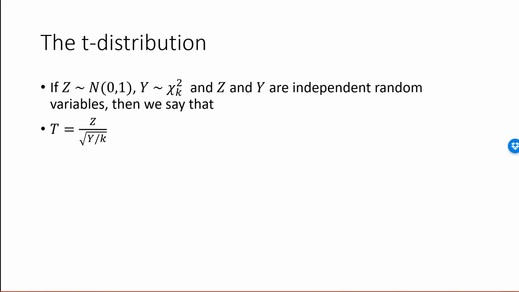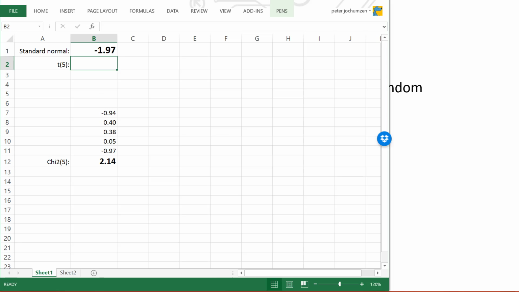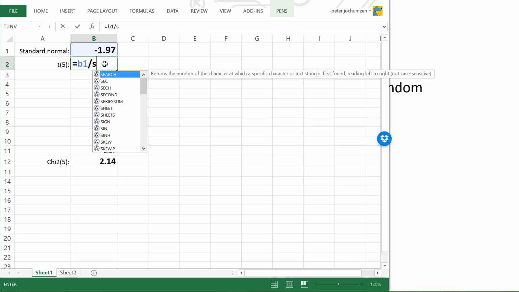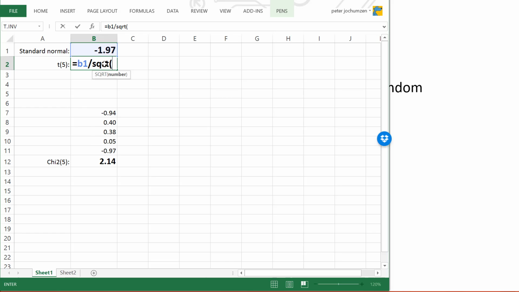If you want to simulate random numbers from the t-distribution, you can do a standard normal. Here I have done 5 standard normals. This is the sum of squares of those, so that's chi-square with 5 degrees of freedom. So here I can do a t-distribution by doing p1 over sqrt of b12 divided by 5. So this number can be viewed as a drawing from a t-distribution with 5 degrees of freedom.